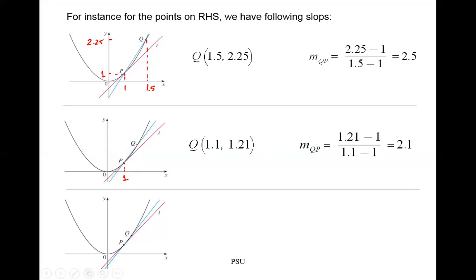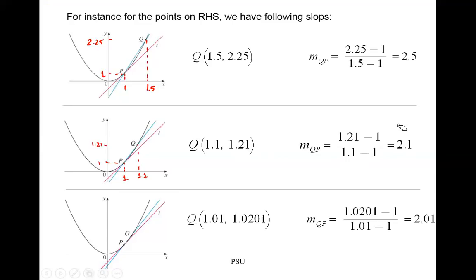This is 1, and this is 1.1. Of course, I don't want to write it so close, but we can see this. The corresponding value is 1.1 squared, which is 1.21. The corresponding value is 1. Then difference in y's over difference in x's. The slope of this line is 2.1. And then I moved the point Q really close, 1.01. That's the corresponding value, and that's the slope.